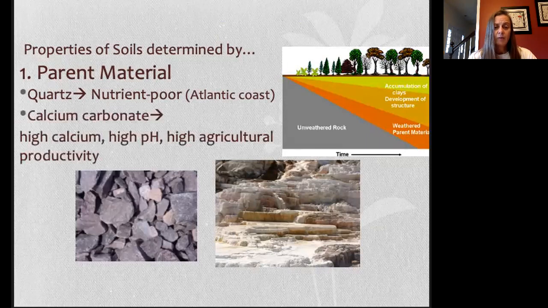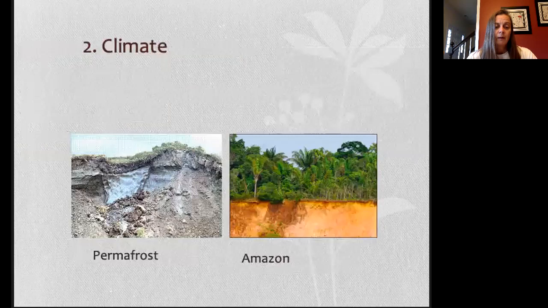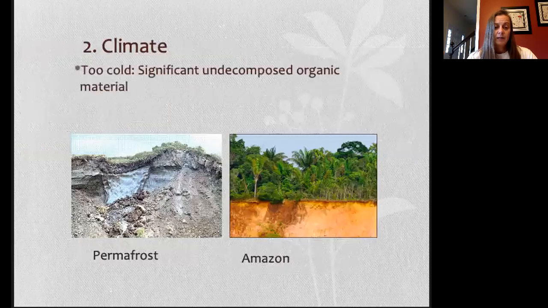Calcium carbonate, or what we have when we have sedimentary rock, tends to have high calcium, a high pH, and therefore it has high agricultural productivity. So a calcium carbonate parent material, a sedimentary rock parent material, is a much more productive soil. Okay, climate matters as well.